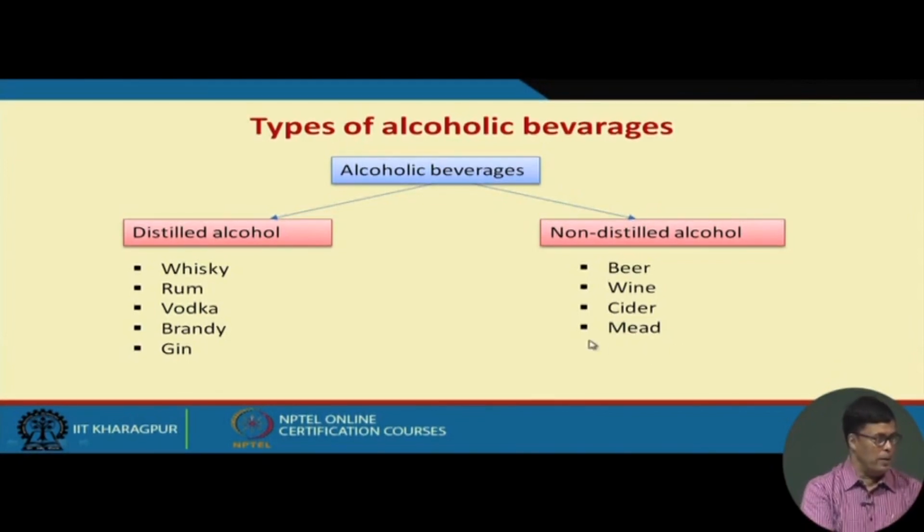Now here I want to point out that the alcohol concentration in distilled liquor is much higher, more than 45%, 45 to 50%, whereas beer has about 4 to 8%, and in the case of wine it might be 10 to 20%. Cider varies, it may be 2 to 8%, and mead is 5 to maybe 20%. In the case of non-distilled liquor we can use the fermentation broth directly. We just separate the cell mass, pass it through the maturation process, and then use it for direct consumption.